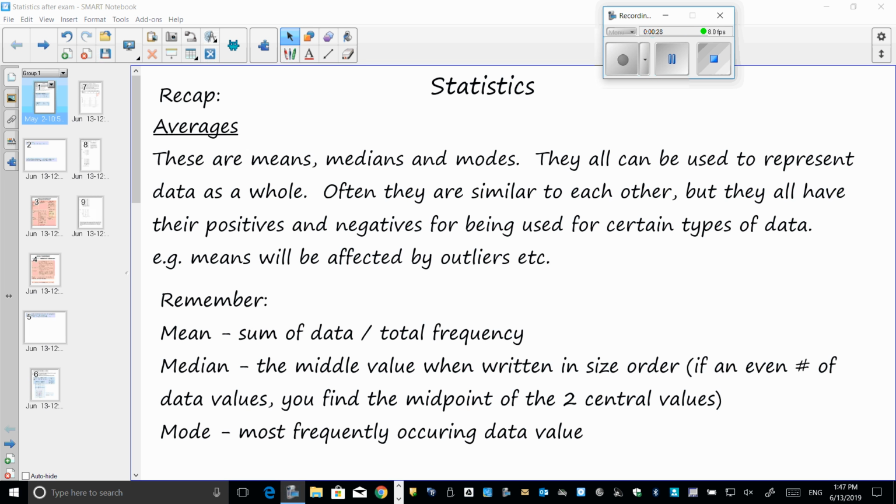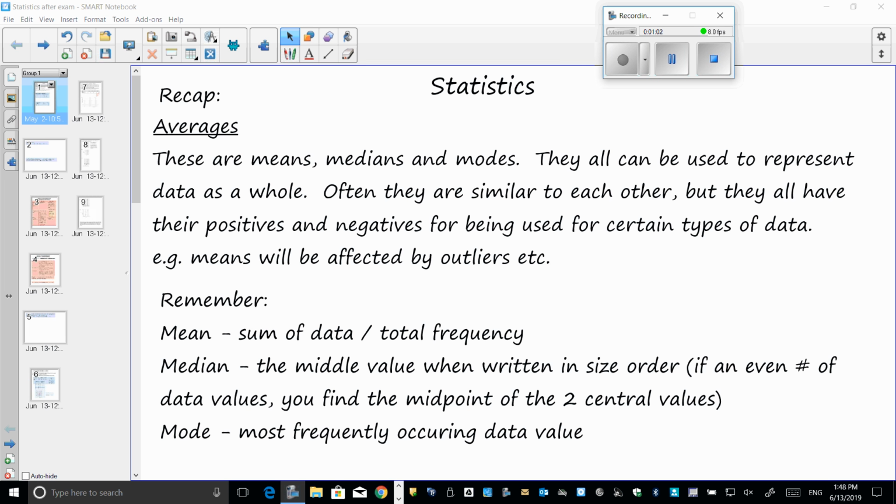Now, you should have learned these many moons ago, maybe in 7th and or 8th, definitely 7th. Means, medians, and modes, they are your averages. So if you say I'm finding the average of something, that's not mathematically correct. You need to say I'm finding the mean, or the median, or the mode, because they are all different, but they are all averages.